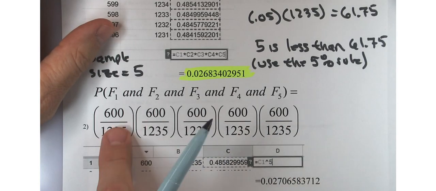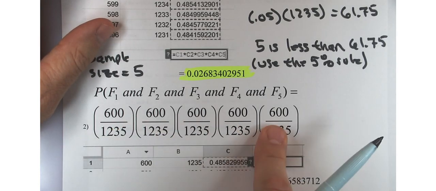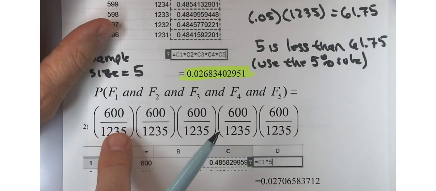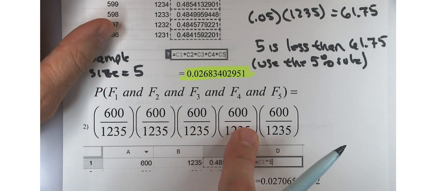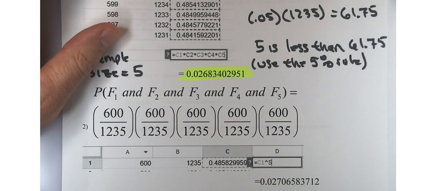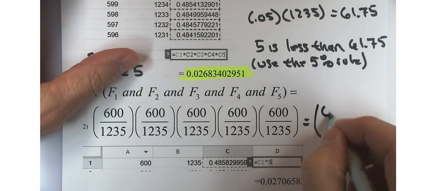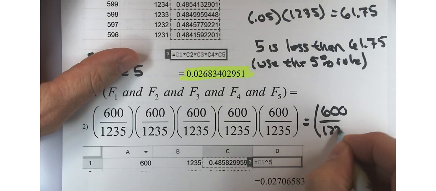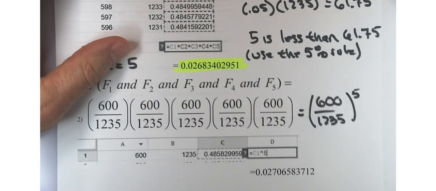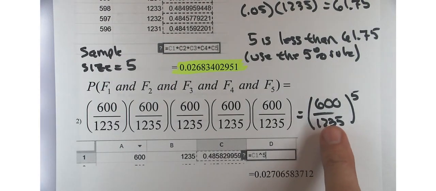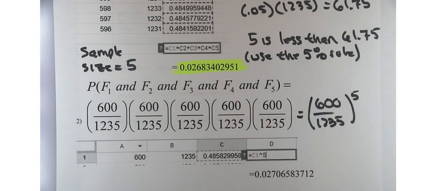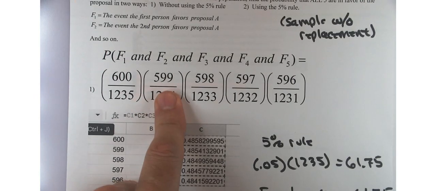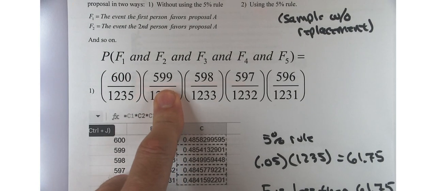Now, if I asked you to do all this on an exam, are you going to multiply this and then times this and then times this? No? Is there a better way? Yeah, you're going to put it to the 5th power: 600 over 1235 raised to the 5th power. Does this calculation look a lot easier than our other one? It's like, whew. For a second I thought you wanted me to do actual real work here. No, you're going to use the 5% rule.